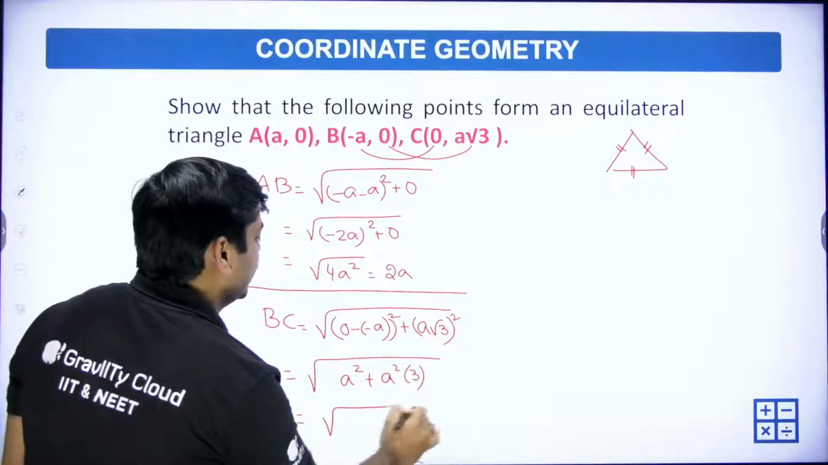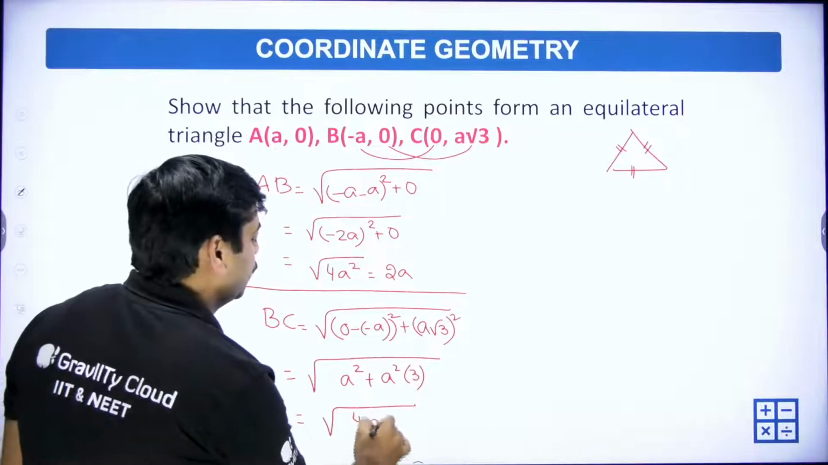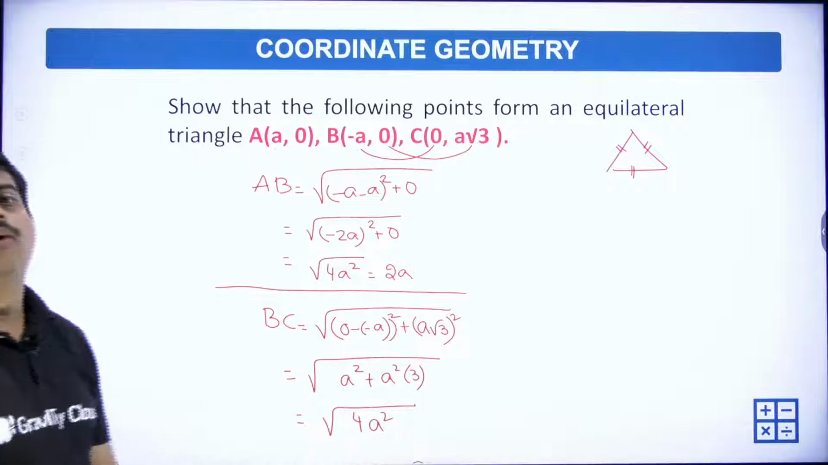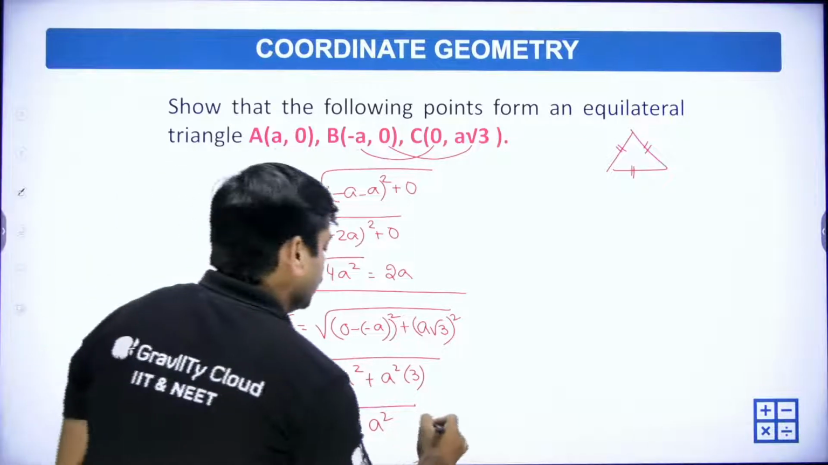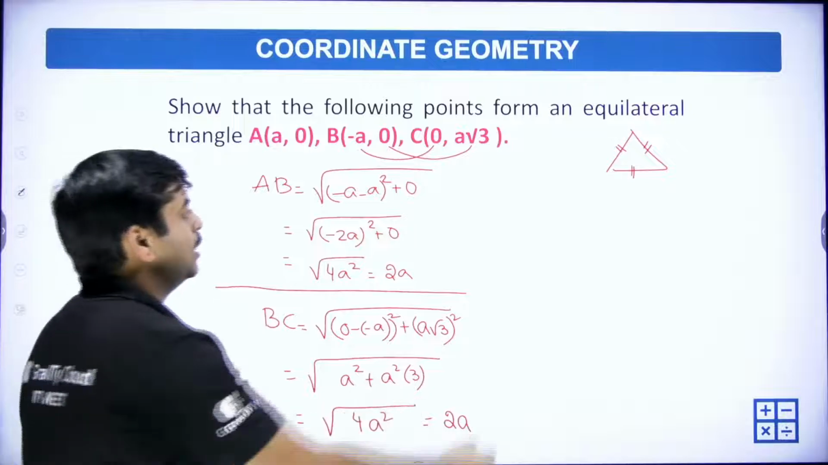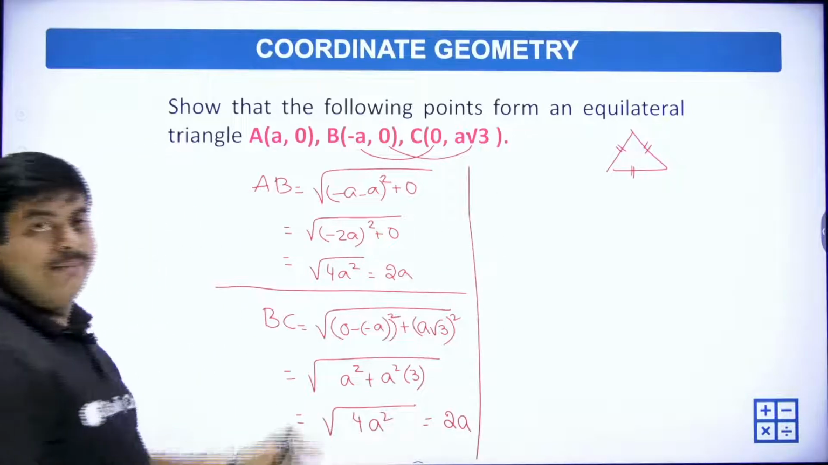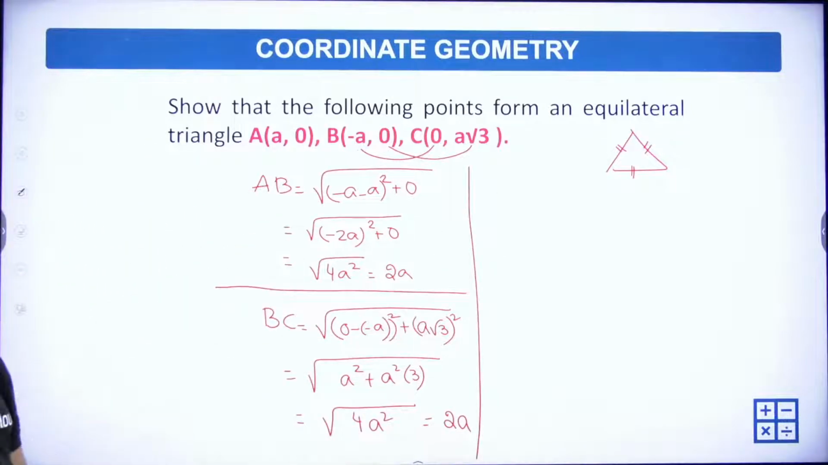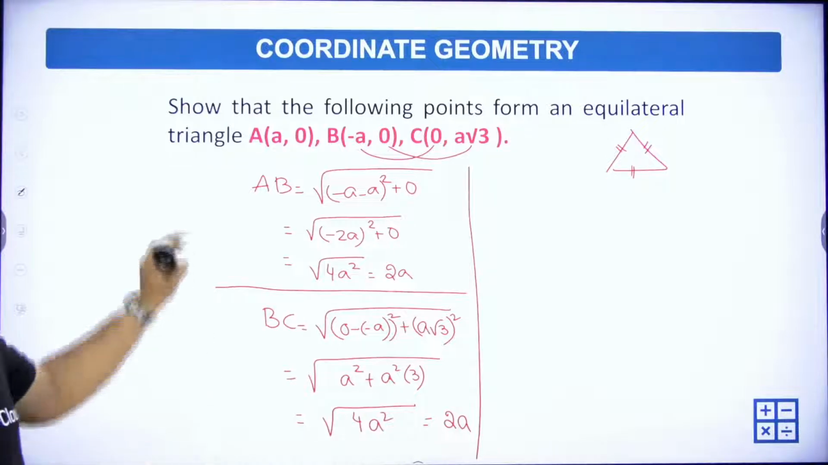So root over 3A square plus A square, that becomes root 4A square. Root 4A square is 2A. Root 4 is 2, root A square is A. So that is 2A. So these two sides are equal. AB and BC are done.